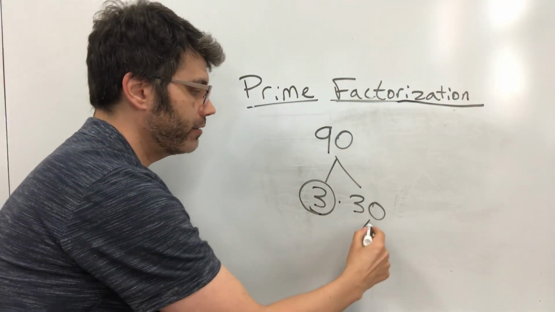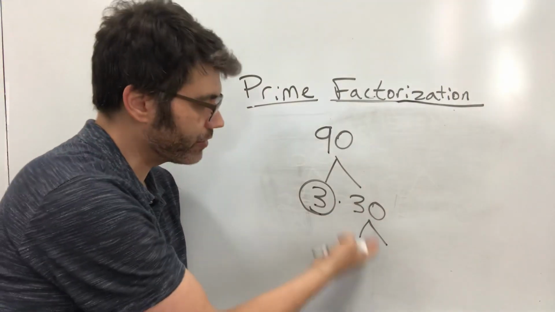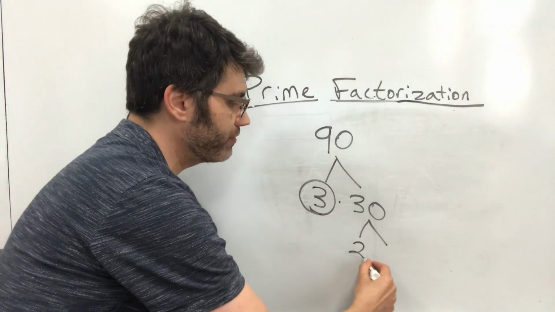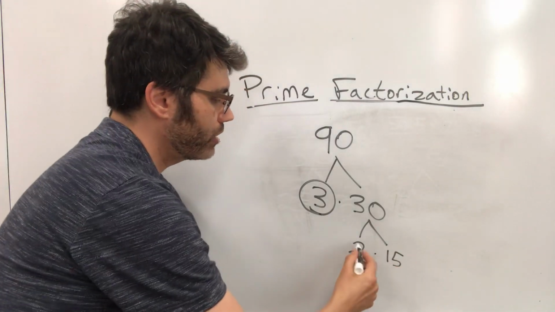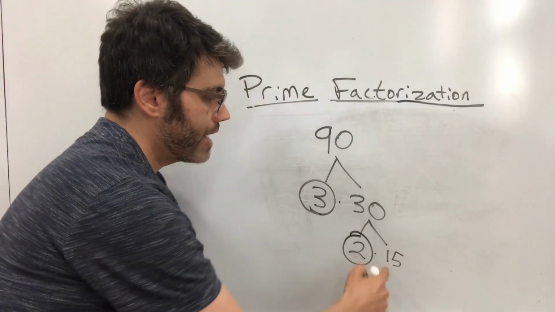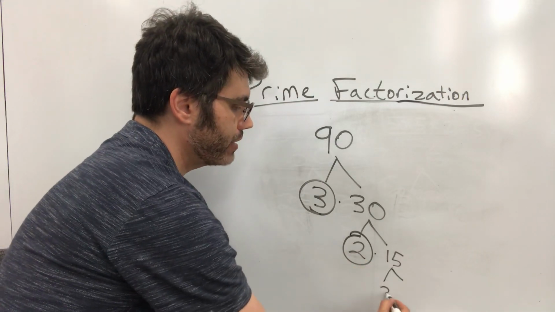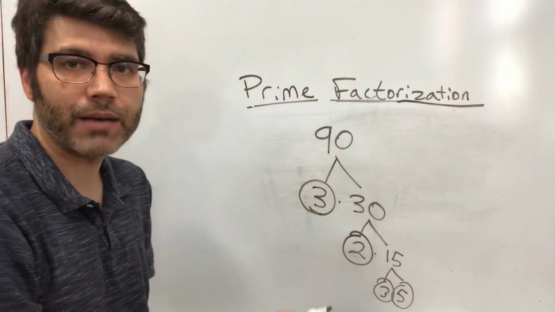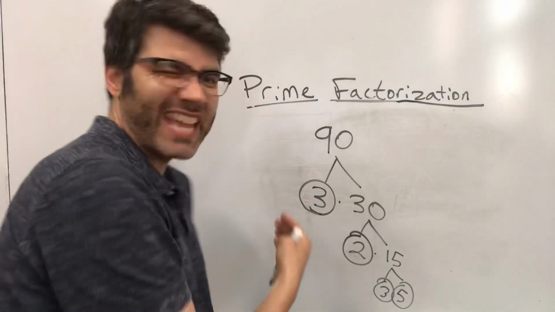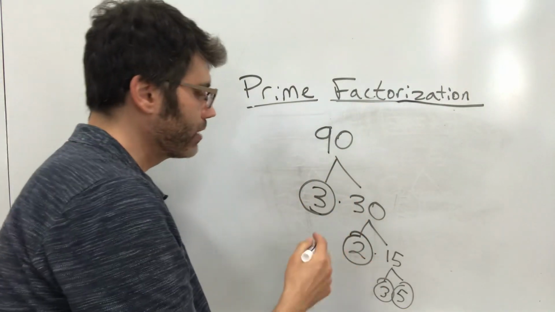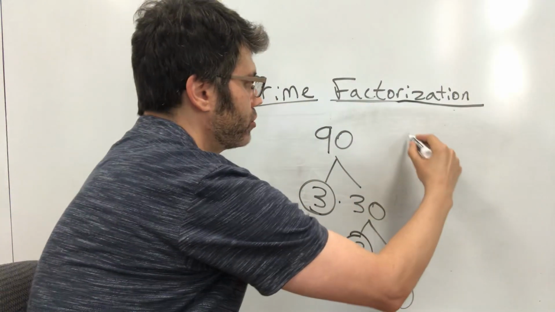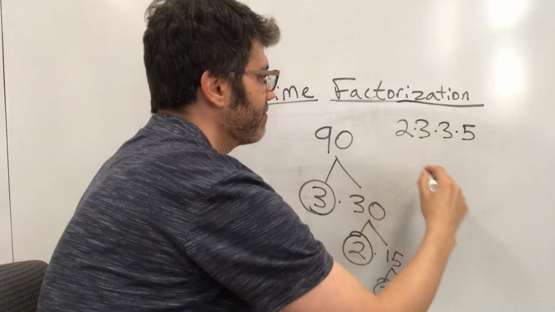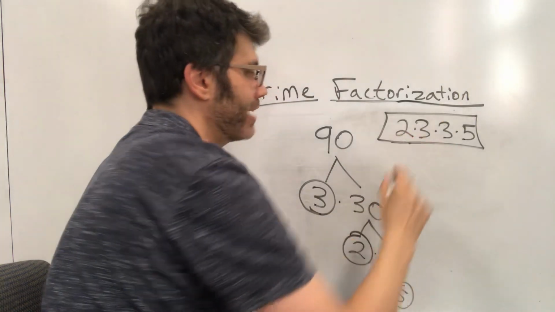30 has factors, so 30 is composite. There are more branches that we can make in this tree. So let's say 2 times 15. I circle the 2. Now 15 could be broken into 3 times 5. Now 3 and 5 are prime, so I'm going to stop. So how does my answer look? My answer will look like this: 2 times 3 times 3 times 5. This is the prime factorization of 90.